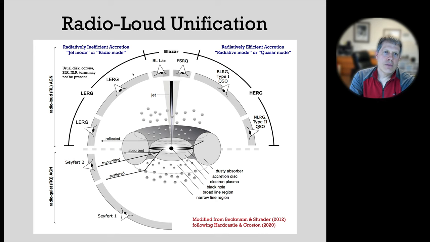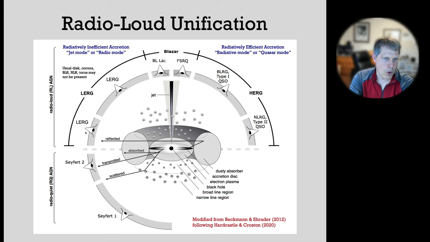Now, if you go over to this side of the diagram for the low excitation radio galaxies, things are trickier. Because remember, over here, the usual disk and corona and BLR and NLR and torus may not be present. In fact, if I had enough time, I would try to Photoshop this diagram even more. I have modified this diagram from the original of Beckmann and Shrader, following the Hardcastle and Croston review as best I could. If I had more time, I'd Photoshop this and try to put a radiatively inefficient accretion flow down there. But my skills with Photoshop probably are not sufficient for that anyway. It'd be a good thing for someone to do.